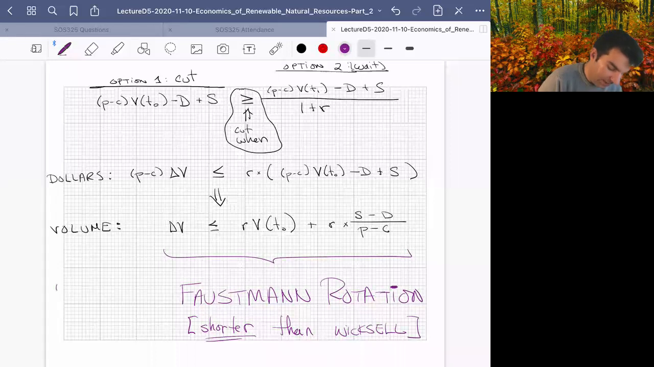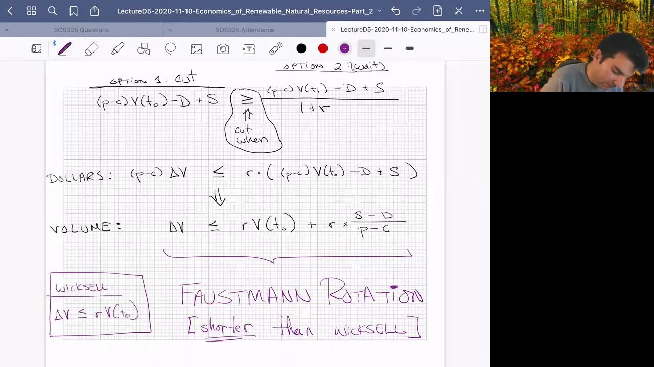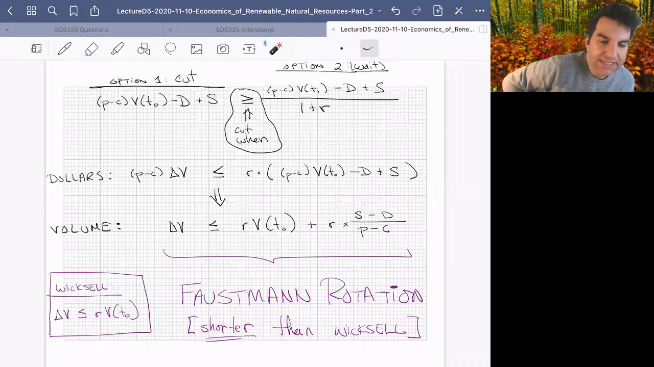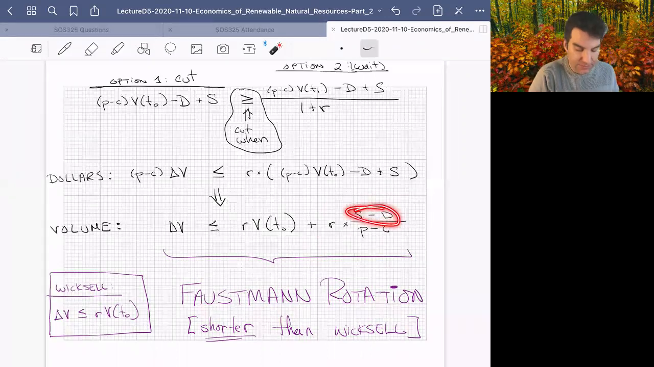And keep in mind that for the Wicksell, the condition was that delta V was less than or equal to R VT over 0. That's the Wicksell rotation, just as a reminder. And so we've just taken the Wicksell rotation and we've added to it a little component which is representing this site value. So as long as S minus D is greater than 0, then this ends up being an additional threshold that we need to reach, and that will cause our delta V to hit it sooner as it falls.